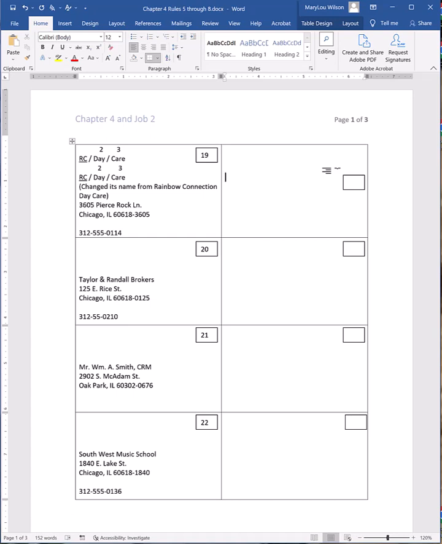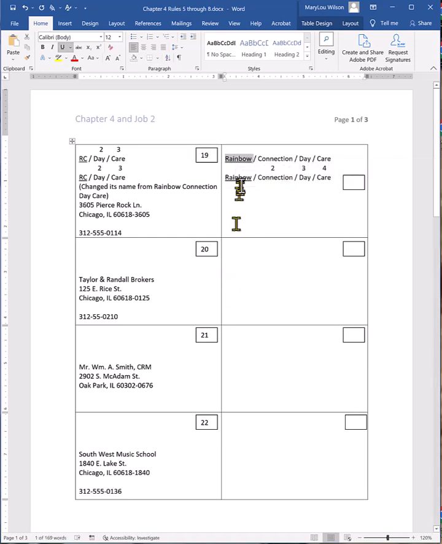So I'm going to cross-reference Rainbow Connection Daycare. At this point, my key unit is Rainbow. Connection is unit 2. Day is unit 3. And care is unit 4. Now I'm going to rewrite in correct coded order in the upper left-hand corner of this record, Rainbow Connection Daycare, and I will code it again.